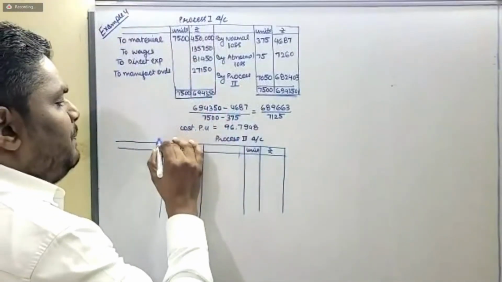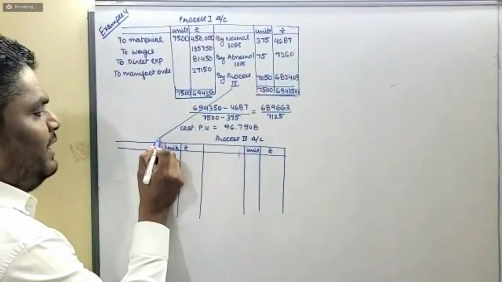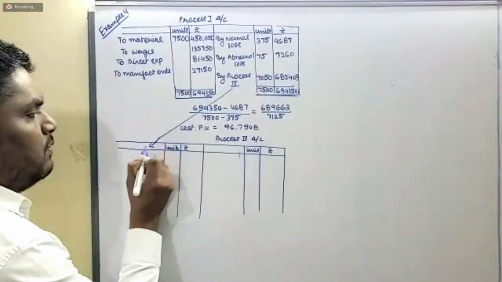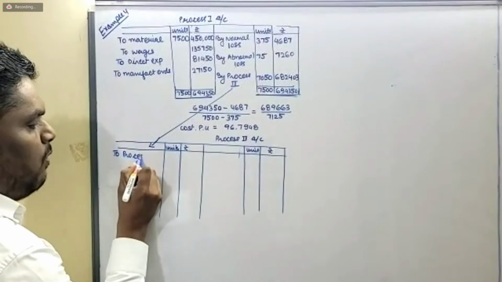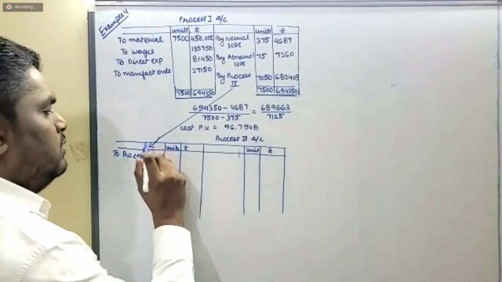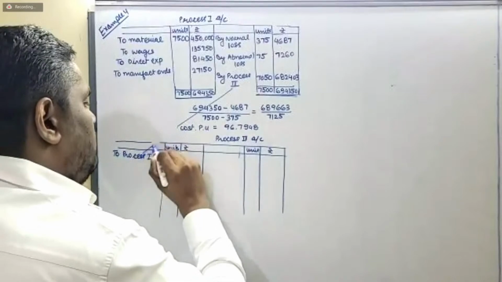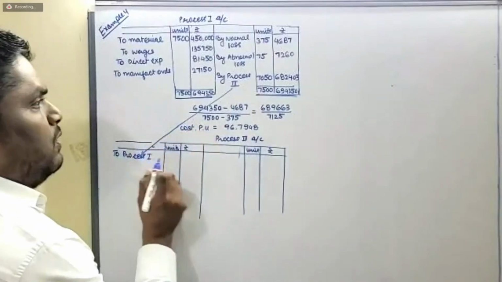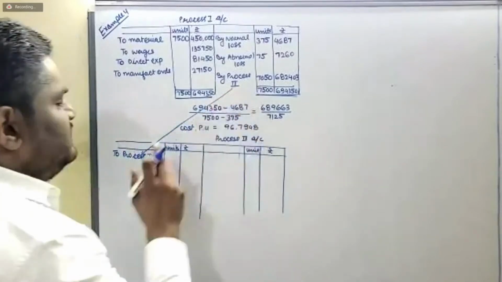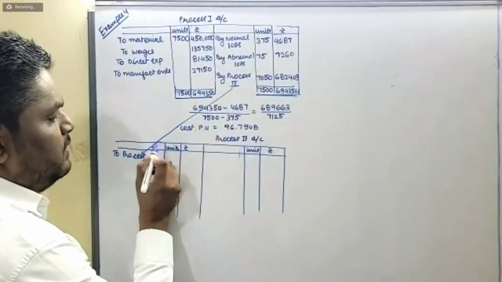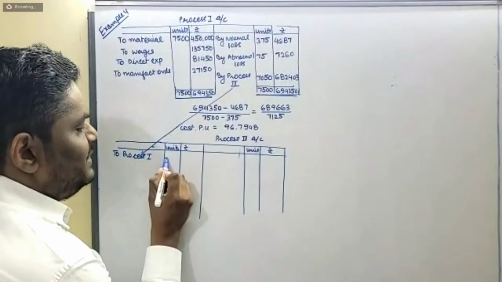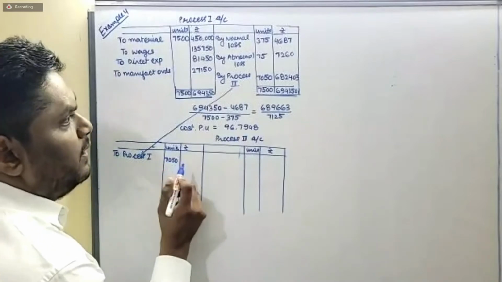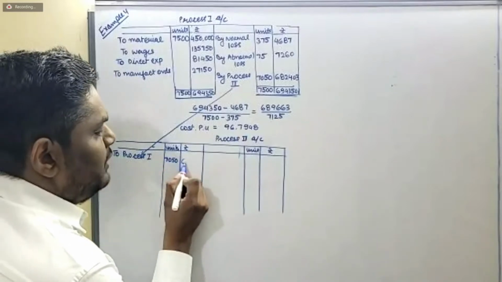Now the output of process first is to be transferred to the next process. So the output of process first is transferred to process second. This will be the input of process second, that is 7050 units and 682403.